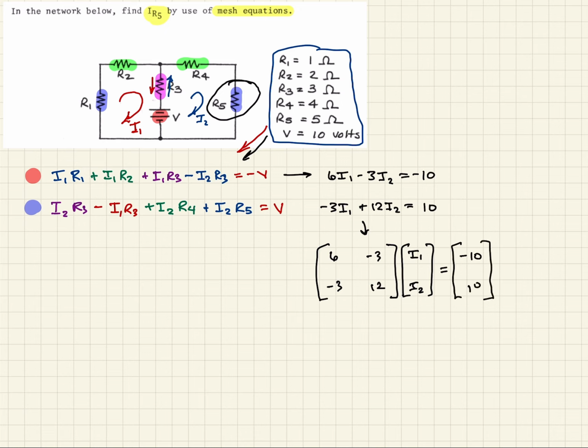So again, using any linear algebra approach you like or your scientific calculator, you just divide this into this. And when we do, we come up with I2, which is also equal to IR5, which is what we're looking for. That comes to 0.476 amps, or we would probably rather call that 476 milliamps. So this is the current flowing through R5.